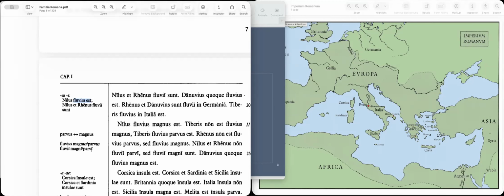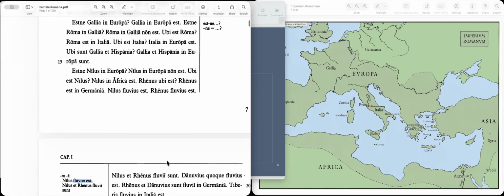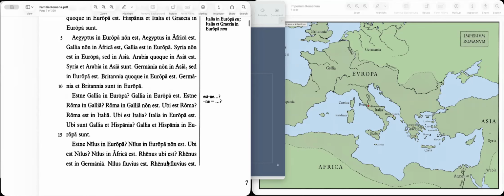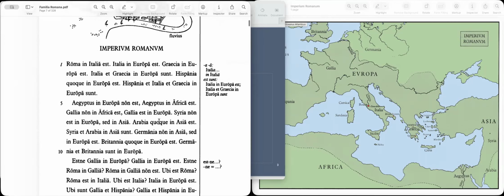Let me give you another one. Where is quoque? Where'd it go? Here it is. Arabia quoque in Asia est. Technically, that O is short. It ought to be quoque. But you will hear our illustrious Italian speaker make it long. And for that matter, you will hear me make it long.